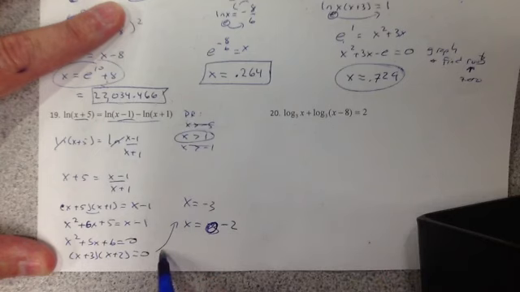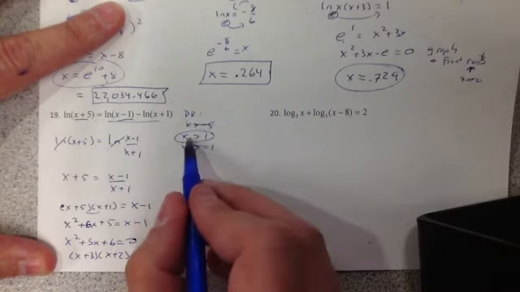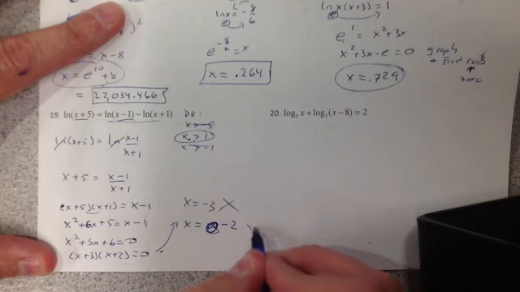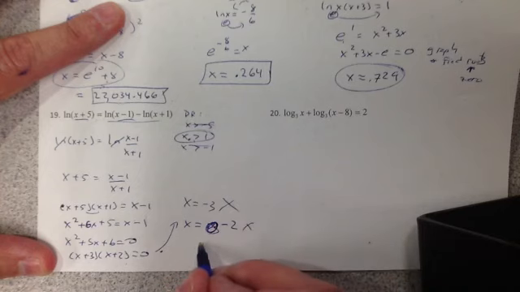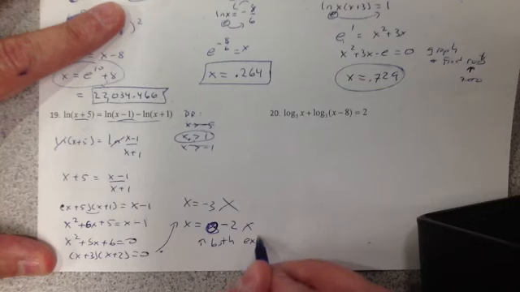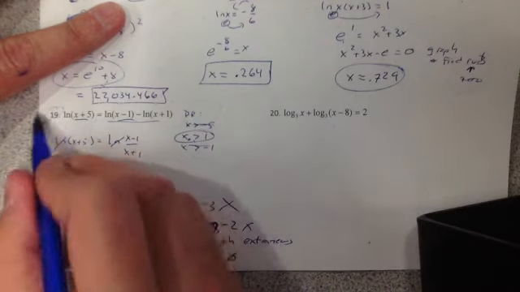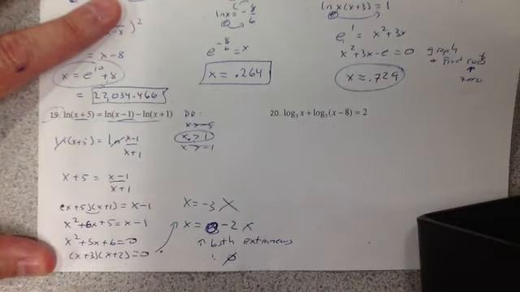Oh man, all that hard work, and guess what? None of them work. Why not? They're outside my domain restrictions. So these are both extraneous. Therefore, no solution. Do this one again. 18 and 19 are going to be hard ones, so try those again.